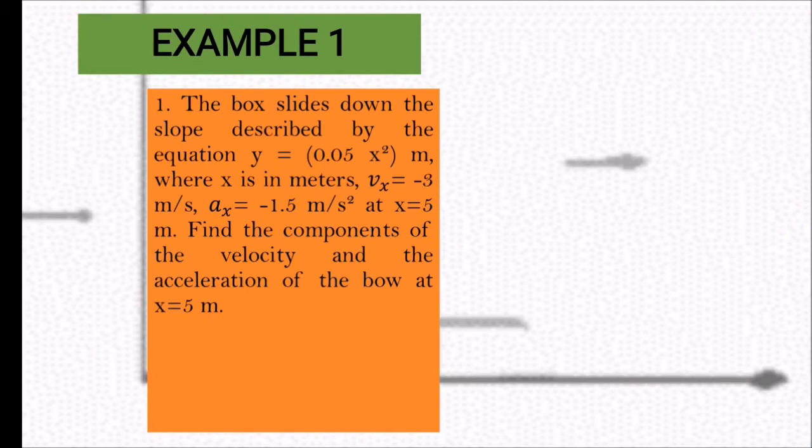Okay, so for our example number 1, the box slides down the slope described by the equation y is equal to 0.05 x squared meter, where x is in meters. v sub x is equal to negative 3 meter per second, and a sub x is equal to negative 1.5 meter per second squared at x is equal to 5 meter. Then, find the components of the velocity and the acceleration of the box at x is equal to 5 meter.